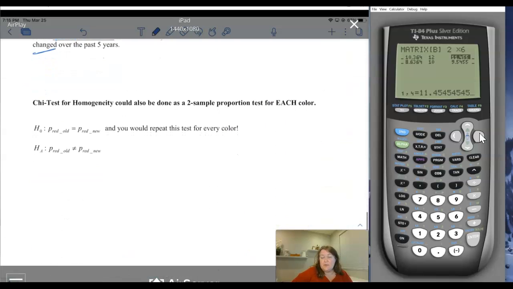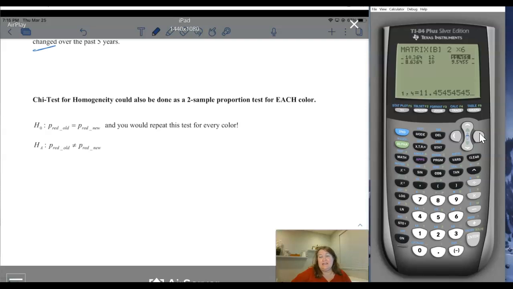Again, this is the one that could also be done as two sample proportion test. It would just mean that I'd have to rerun this test for every single color proportion to do that.